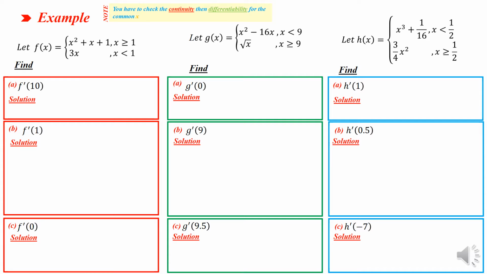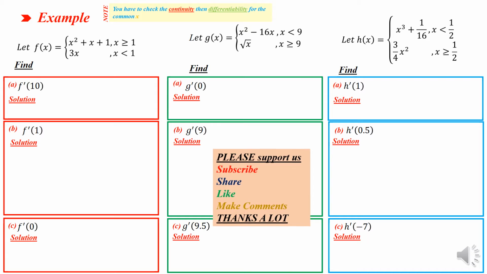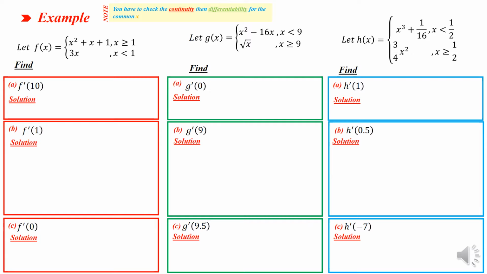Hi everyone, in this video we have three piecewise functions and you have to find the derivative at a given x. So in the first function we have x squared plus x plus 1 when x is greater than or equal to 1. And secondly we have 3x when x is less than 1.